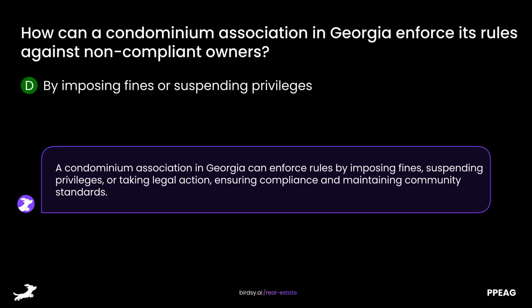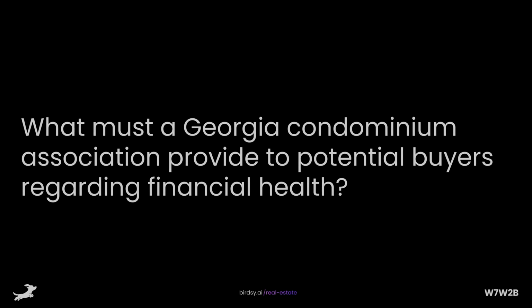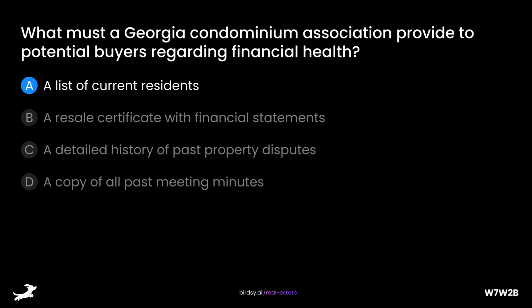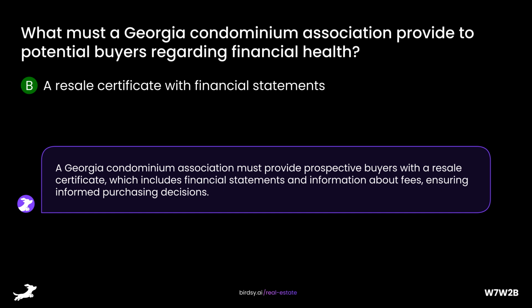A condominium association in Georgia can enforce rules by imposing fines, suspending privileges, or taking legal action, ensuring compliance and maintaining community standards. What must a Georgia condominium association provide to potential buyers regarding financial health? Is it A. A list of current residents? B. A resale certificate with financial statements? C. A detailed history of past property disputes? Or D. A copy of all past meeting minutes? The answer is B. A resale certificate with financial statements. A Georgia condominium association must provide prospective buyers with a resale certificate, which includes financial statements and information about fees, ensuring informed purchasing decisions.